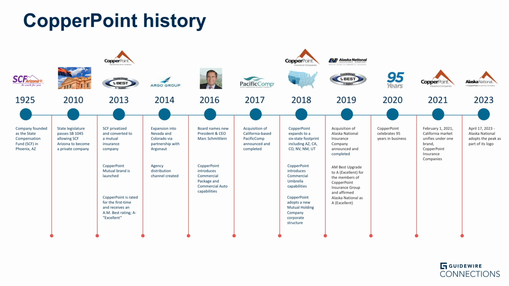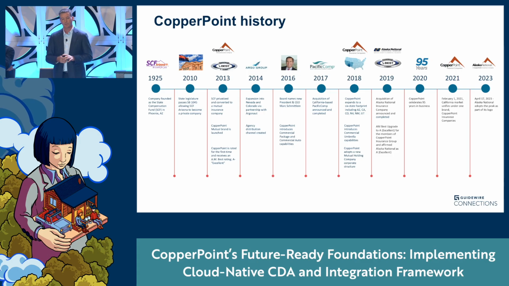That was California workers' compensation. And then in 2019, we acquired Alaska National. Alaska National really broadened the footprint, both from a workers' comp perspective, the states they covered, but also brought in a much bigger non-workers' comp P&C business with them. So that was really the history and the background from a CopperPoint perspective.